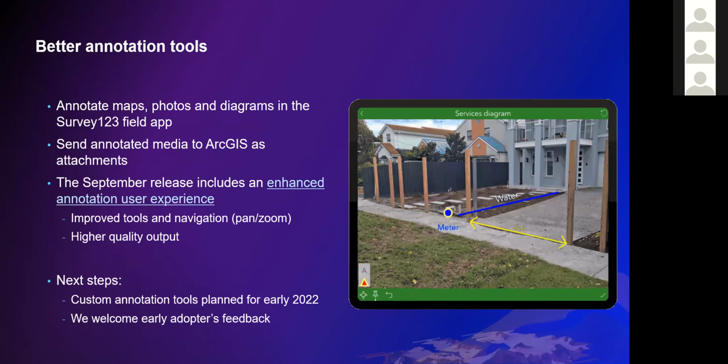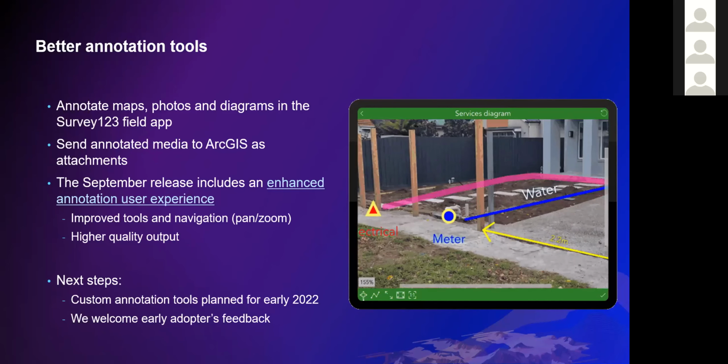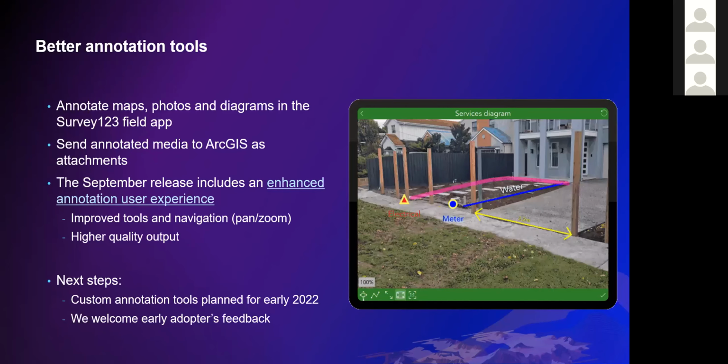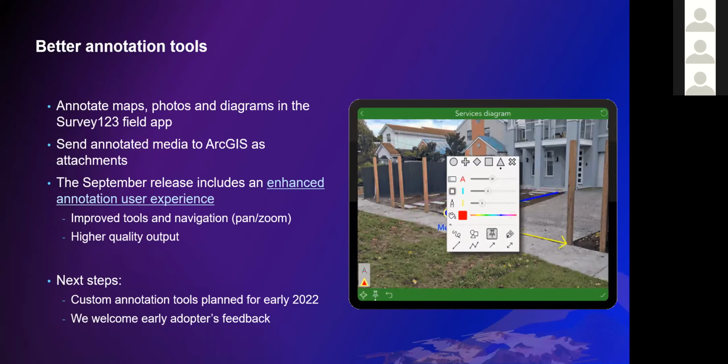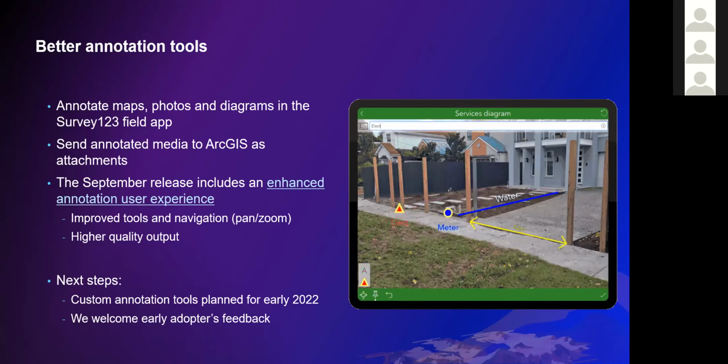There are more annotation tools planned for early 22. The Survey 123 team is always looking for early adopter feedback, so if you're interested, please join the Survey 123 early adopter community. A lot of times they release stuff like that. The address type was released quite a while ago for early adopters to test out, so a lot of that information comes into the early adopter community. It's a great way to interact with the Survey 123 team.